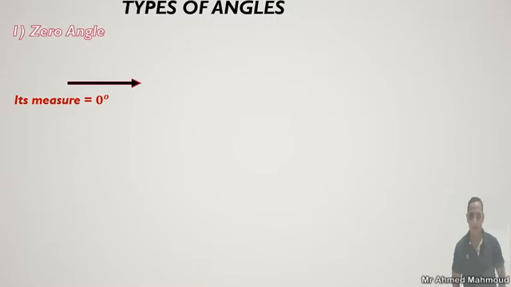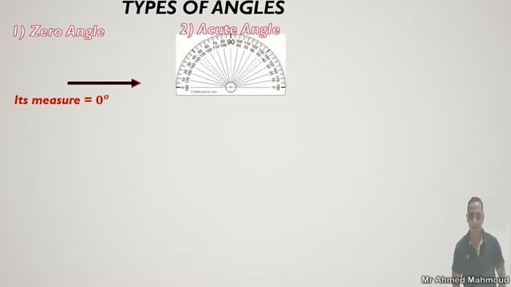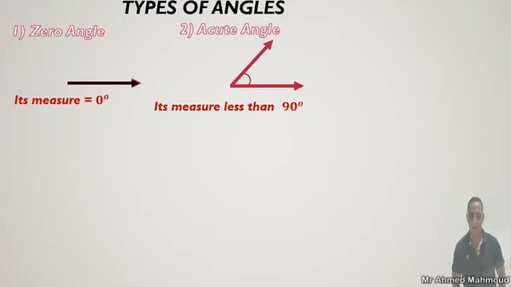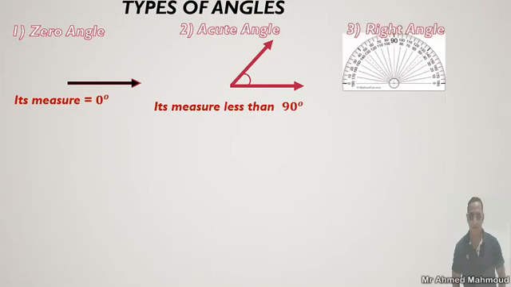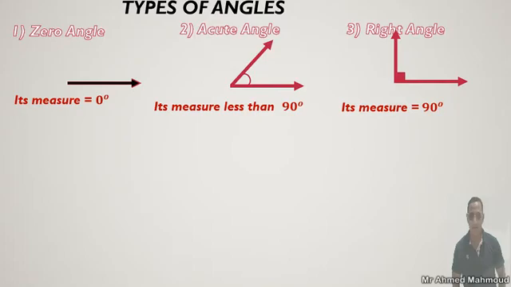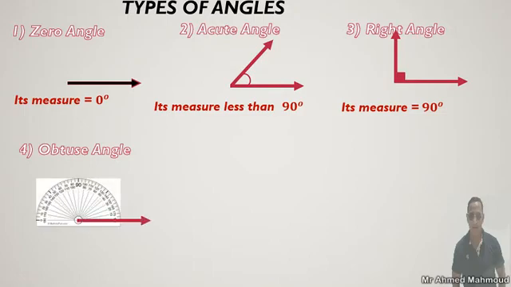The second one is called the acute angle. All of us remember the acute angle. The acute angle is an angle like this. Its measure is less than 90 degrees. The third one is the right angle. The right angle is the angle which has exactly 90 degrees. All of us remember the right angle. The fourth one is called the obtuse angle. The obtuse angle, like this, is an angle more than 90 degrees, as we see here. Its measure is more than 90 degrees.